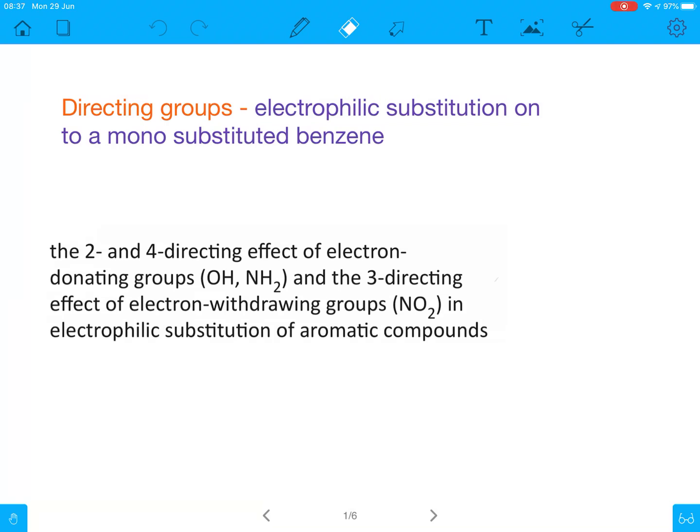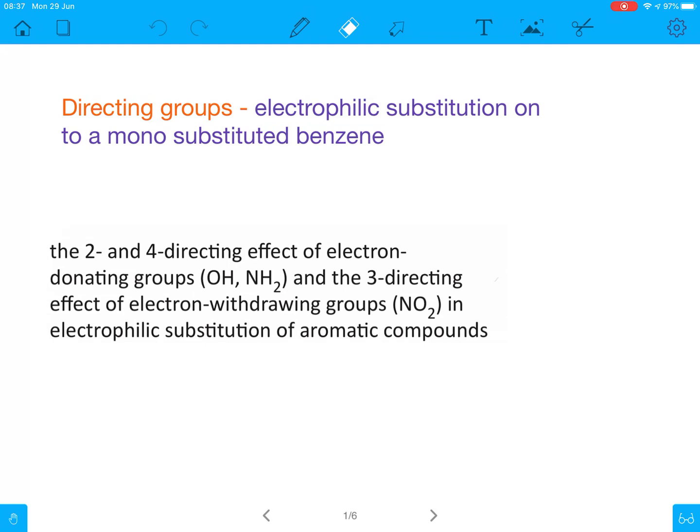Hi Year 12, there have been a few questions regarding the directing group work. I thought I'd spend a few minutes going through and clarifying some of the issues, as this does get used extensively within the synthetic pathways and the different routes we have to use.